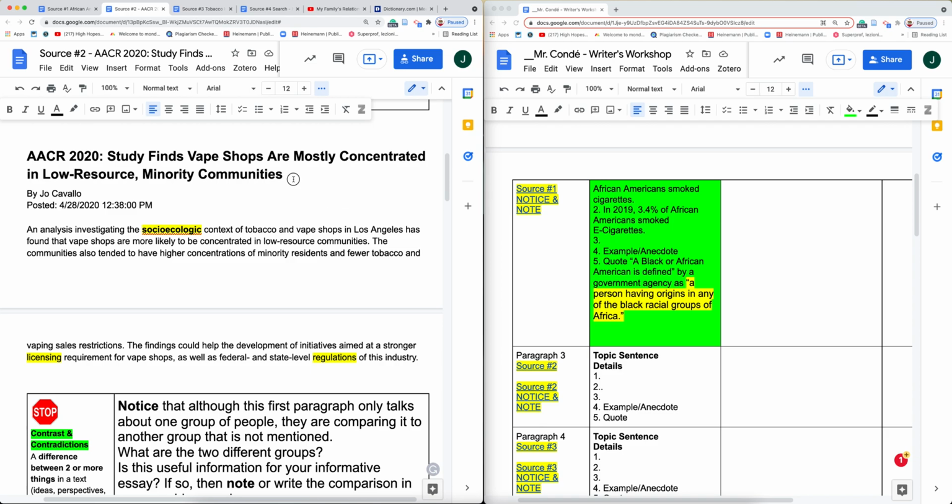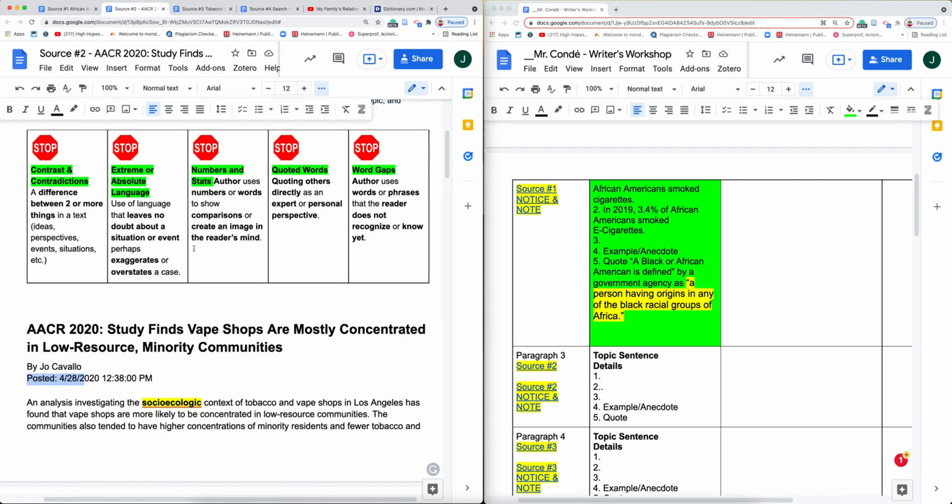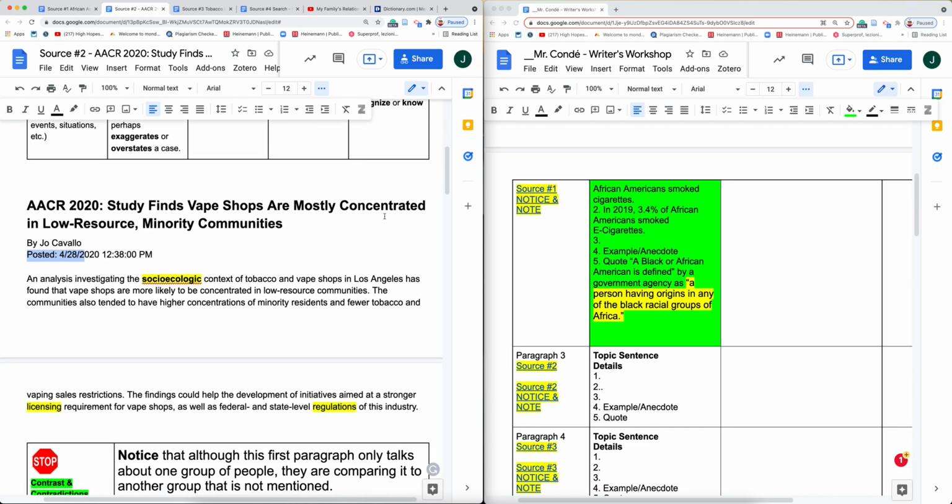As you notice, the title is right here. The author in this case is listed. In source number 1, it was not listed, and it was posted at this time. Now, I've highlighted these words, and the reason why is because out of all the signposts, what comes to mind is the word gap.